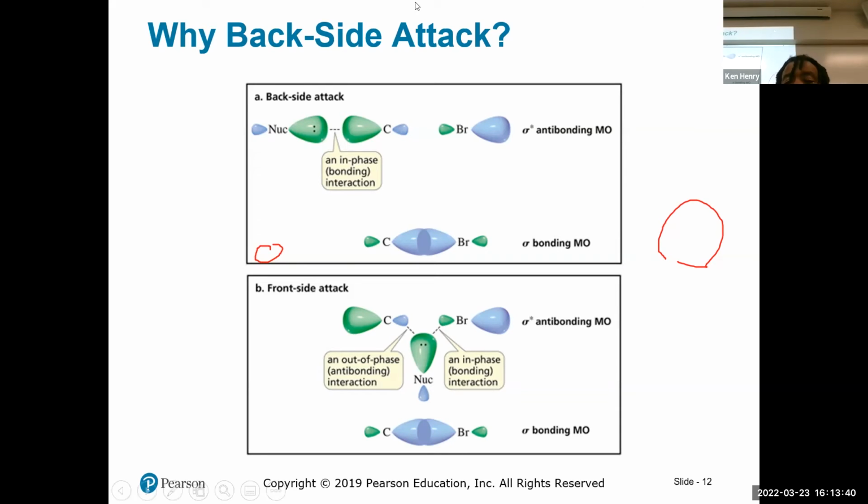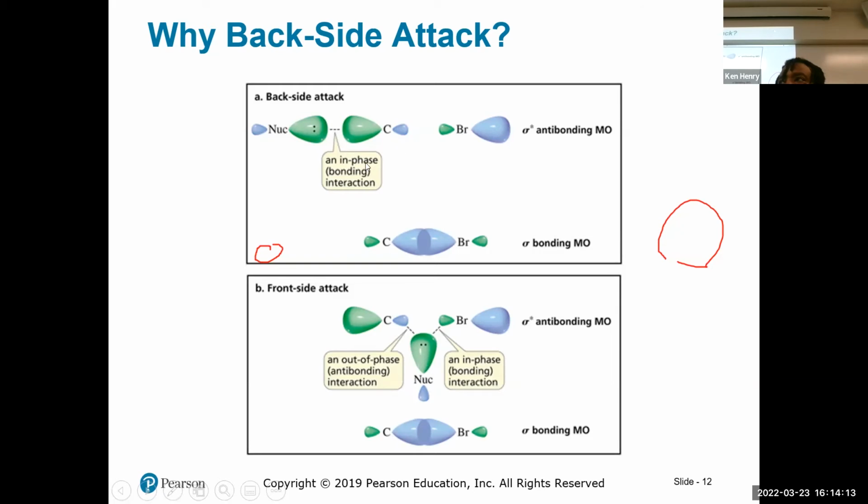Well, we already know that. It boils down to energy, right? That's what it really boils down to. If we're attacking from the backhand side, it's less energy. Our nucleophile is going to be in phase with that carbon, less energy. If I try to attack from the front side, then I have two things to contend with. I have one thing that's out of phase and one thing that's in phase. More work for me. I'm not going to do that.